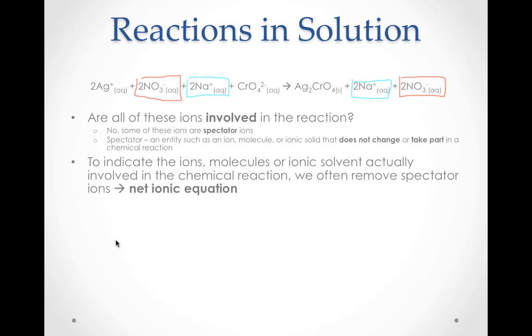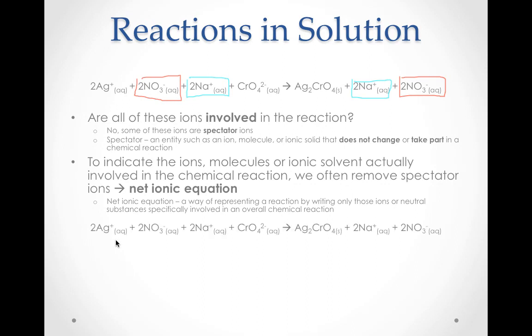So to indicate the ions, molecules, and ionic solids that are actually involved in the reaction, we're going to remove the spectator ions, and that will give us a net ionic equation, which is a way of representing a reaction by writing only those entities that are specifically reacting. So if we have this reaction, we're just going to cancel out our spectator ions. This is no different from collecting like terms during math. If we have the same thing on each side of an equal sign, it would cancel out, where our arrow here is treated as an equal sign. So we're going to just rewrite our equation, omitting our spectator ions.